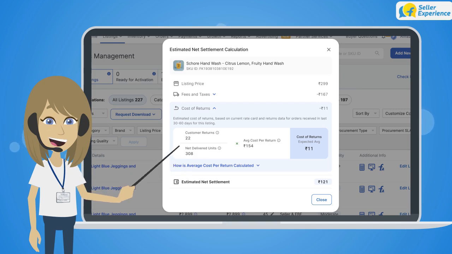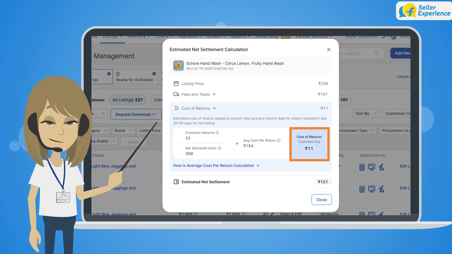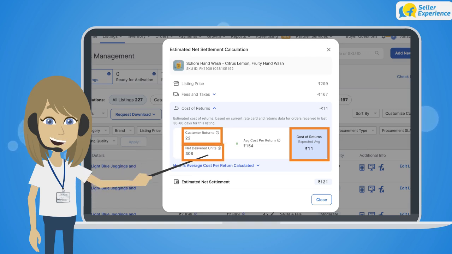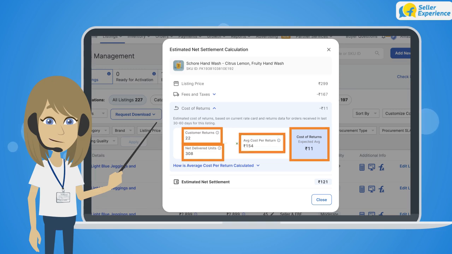Now, finally, to arrive at the cost of return, which is Rs 11, the system has considered the following: 22 customer returns divided by 308 net delivered units which were not returned by the customer and multiplied by Rs 154, which is cost per unit. This is how we computed the cost of returns, that is Rs 11.